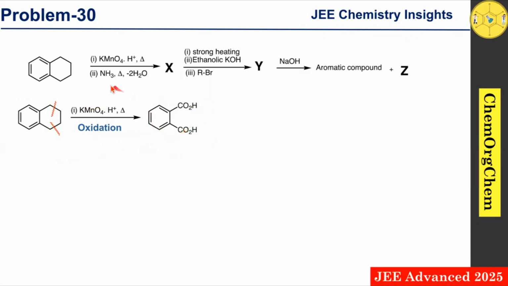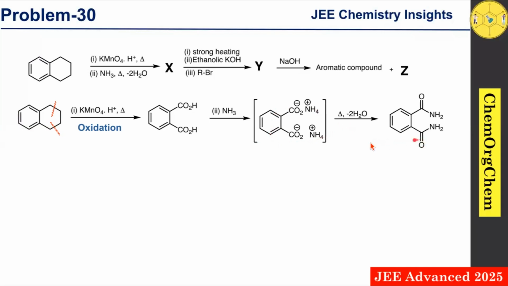Now phthalic acid reacts with ammonia in the second step, which produces the respective ammonium phthalate. This intermediate quickly decomposes under heating, which kicks off two water molecules, resulting in this amide derivative. So when we introduce strong heating, this is our product X. When we introduce strong heating, one ammonia molecule is eliminated from this amide derivative, which produces phthalimide.